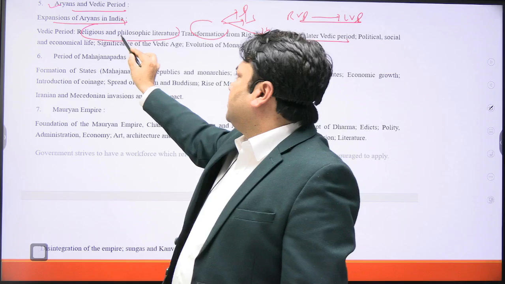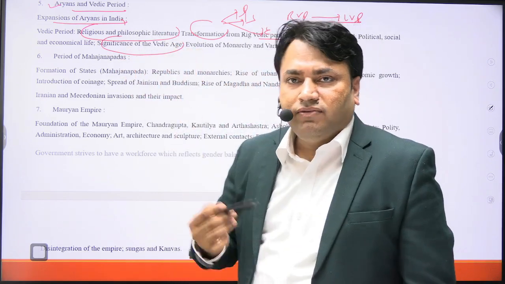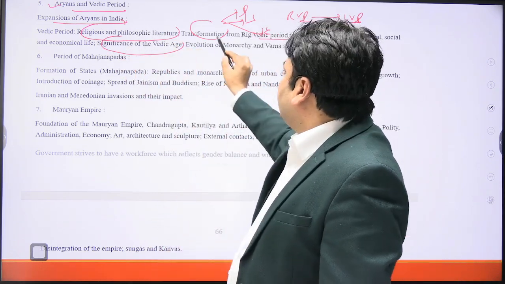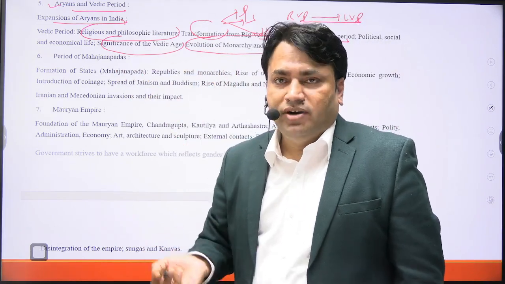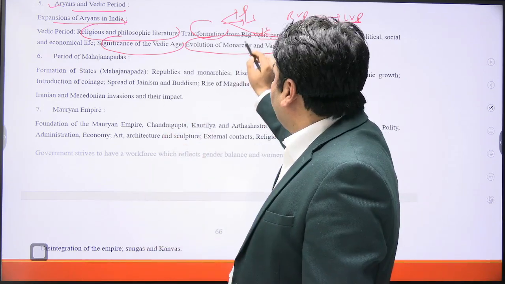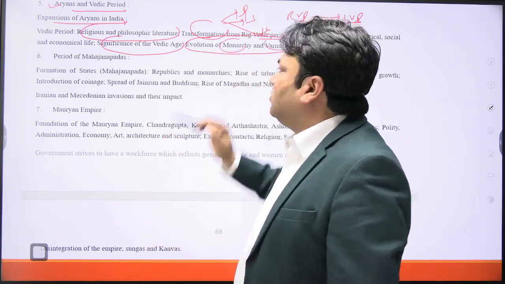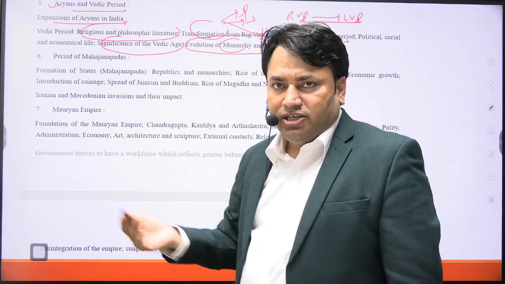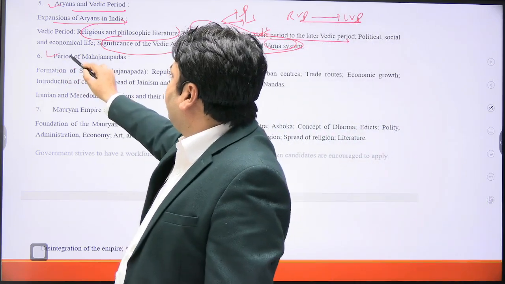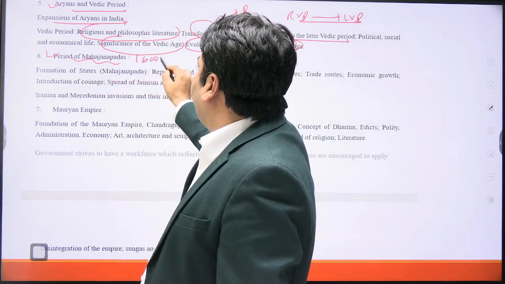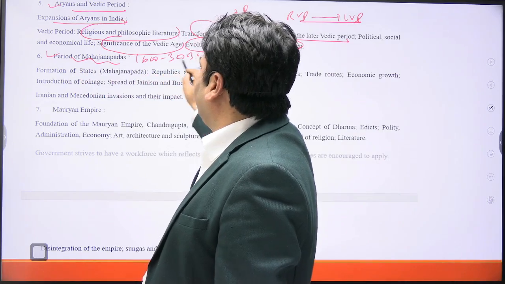And apart from this, we need to understand about the significance of Vedic age. We need to discuss about the evolution of monarchy and Varna system, right? So these two topics are also very important topics. In GS also you might have studied these topics. Now the next topic here is period of Mahajanpads. Obviously this is the 600-300 BC period.